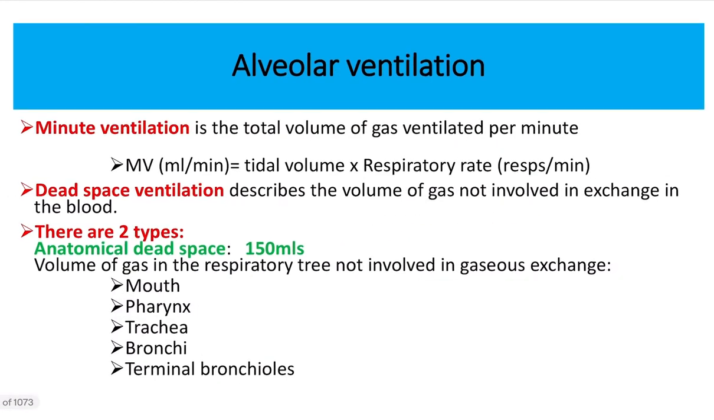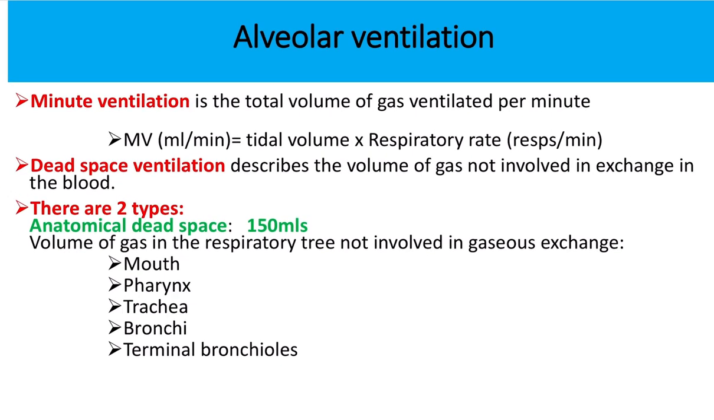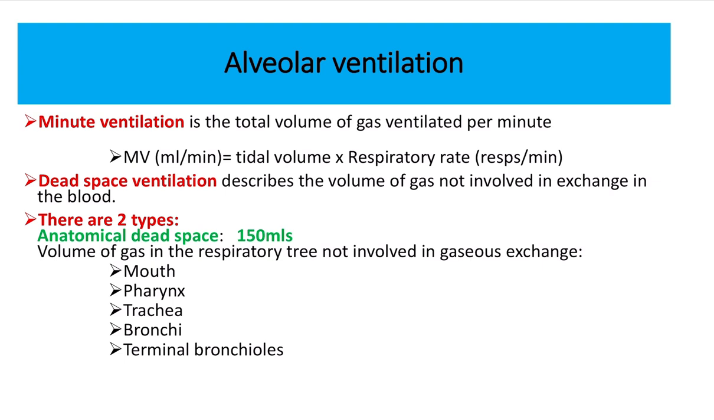So first of all, let's see the alveolar ventilation or minute ventilation. It is the total amount of the gas ventilated per minute. So it is the tidal volume times the respiratory rate. Now the dead space ventilation describes the volume of the gas not involved in exchange with the blood. There are two types of dead space. One is the anatomical, another one is the physiological.